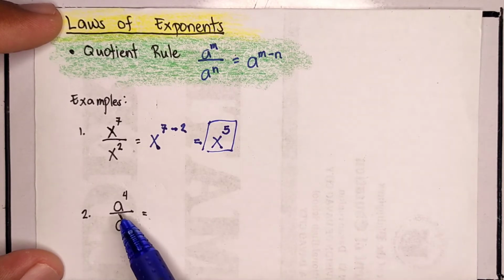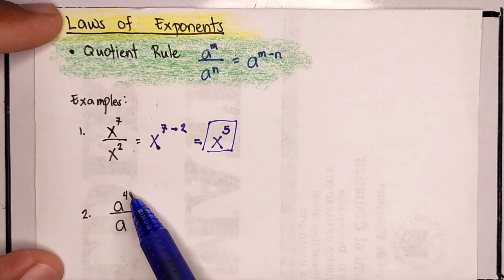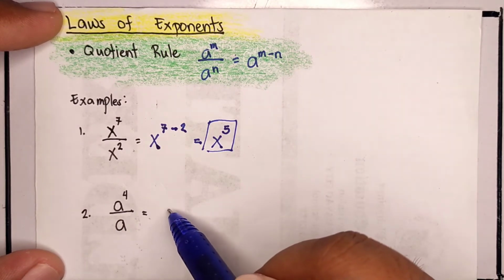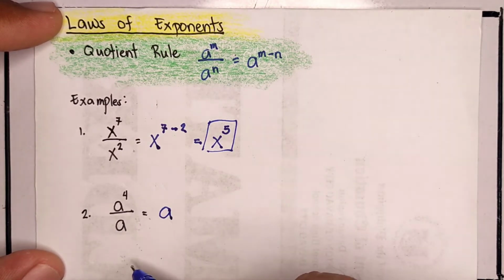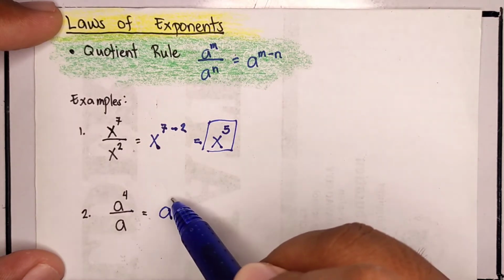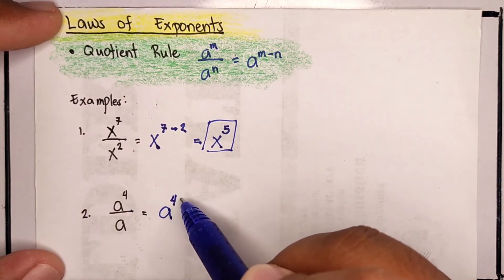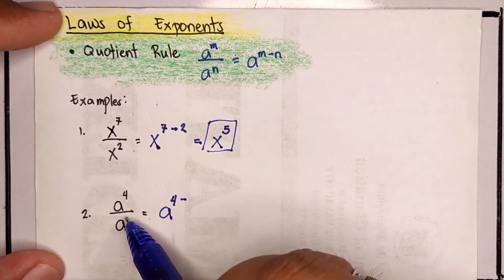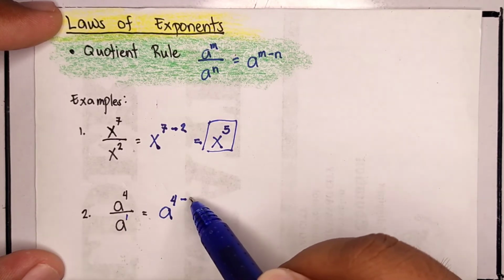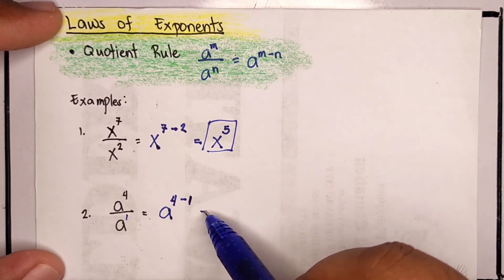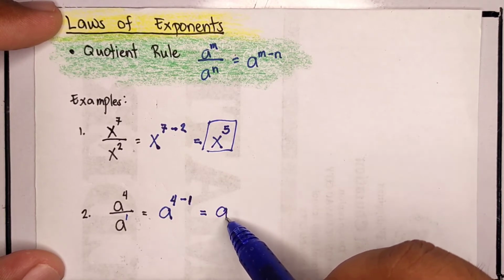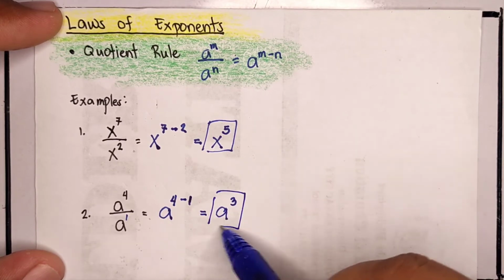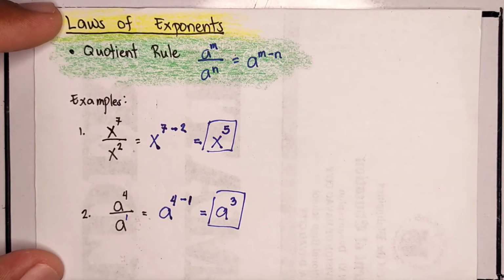Okay. Next, another one. A raised to 4 over a. Therefore, same base, which is a. Then, the exponent of our numerator is 4 minus the exponent of our denominator. We have here our exponent, which is 1. Ayan. Then, 4 minus 1. Then, you have a. 4 minus 1 is 3. And that would be our answer.